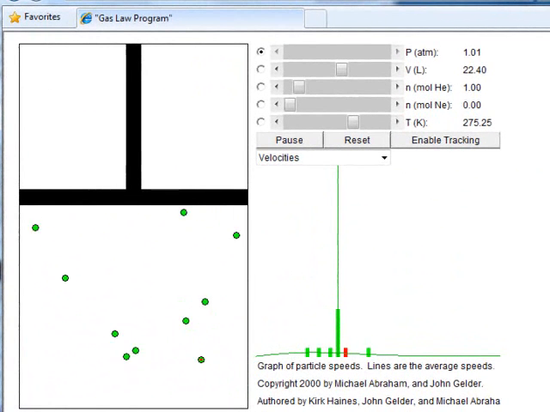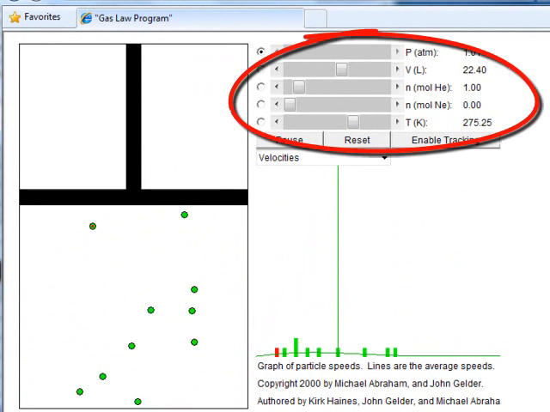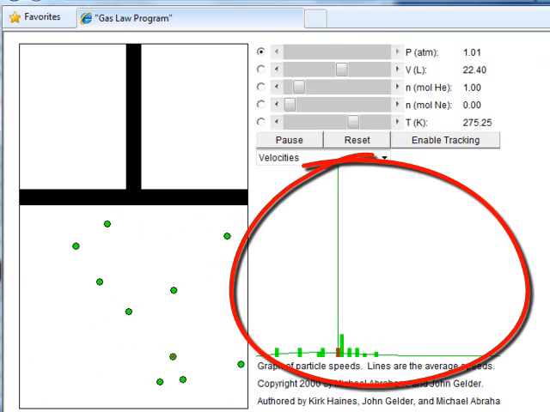So this is our ideal gas law simulator. On the left-hand side, we have the simulator itself with all of the particles moving around inside of it. On the right top side, we have all of our different controls. So these are variables that we can change, which will affect the system that we have on the left-hand side. So as you can see, we have pressure, volume, number of moles of helium, number of moles of neon, and temperature. On the right bottom side, we have a graph that we'll be talking about later.